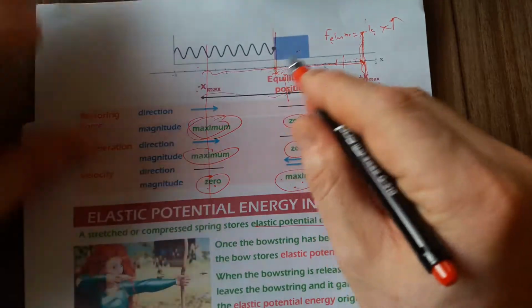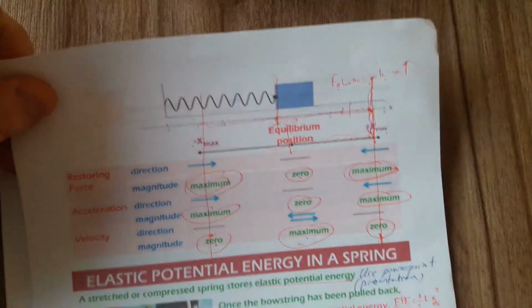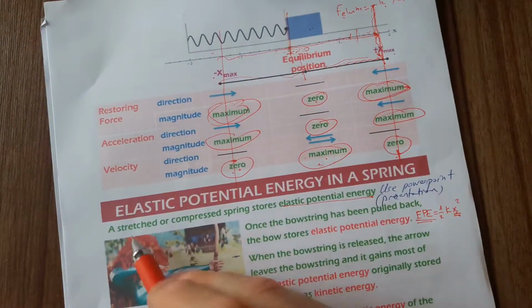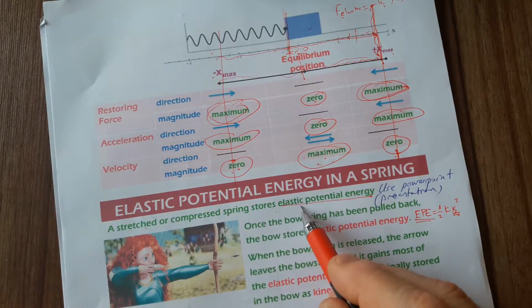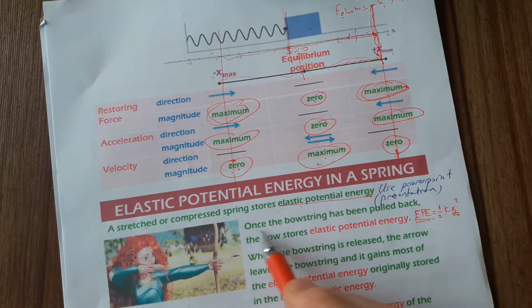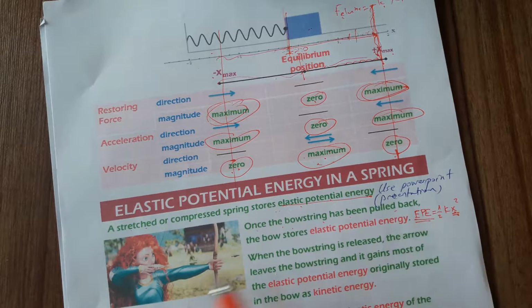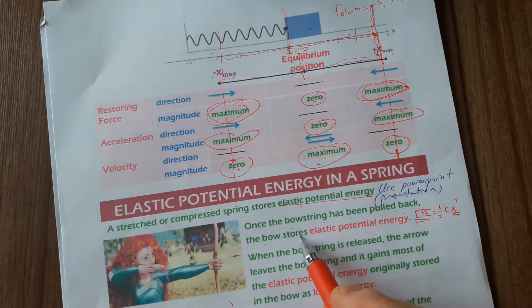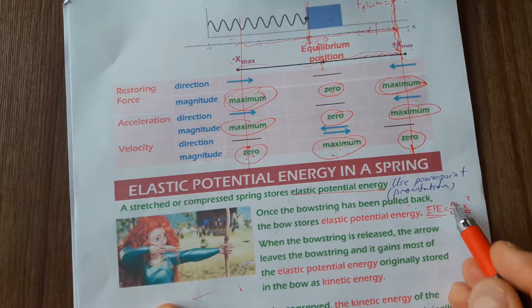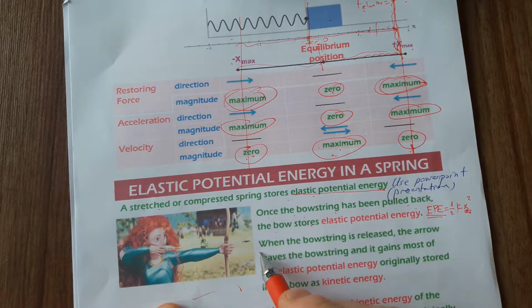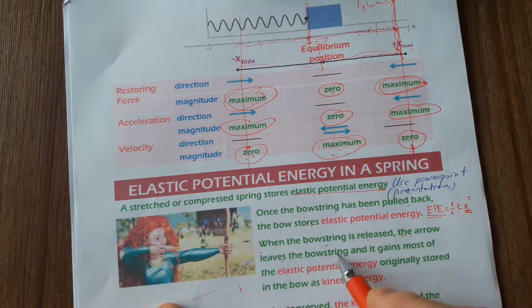That's why it's passing from the equilibrium position with the maximum speed. Okay, so a stretched or compressed spring stores elastic potential energy. Once the bowstring has been pulled back, the bow stores elastic potential energy according to the equation 1/2 kx squared. When the bowstring is released, the arrow leaves the bowstring and gains most of the elastic potential energy originally stored in the bow.